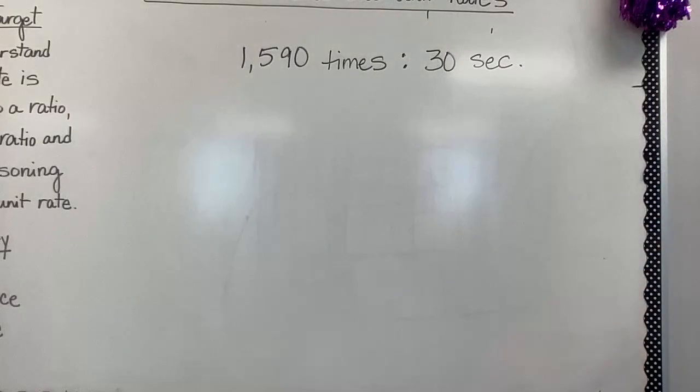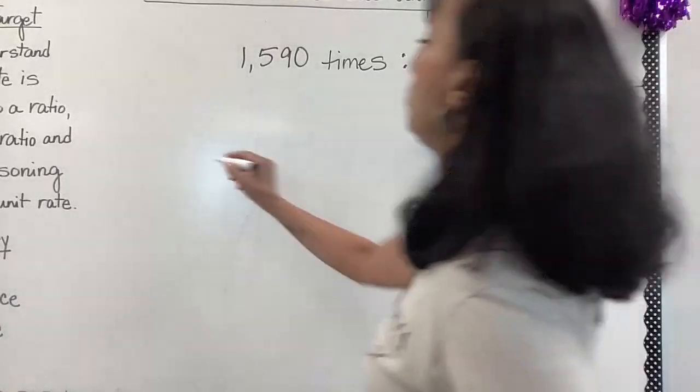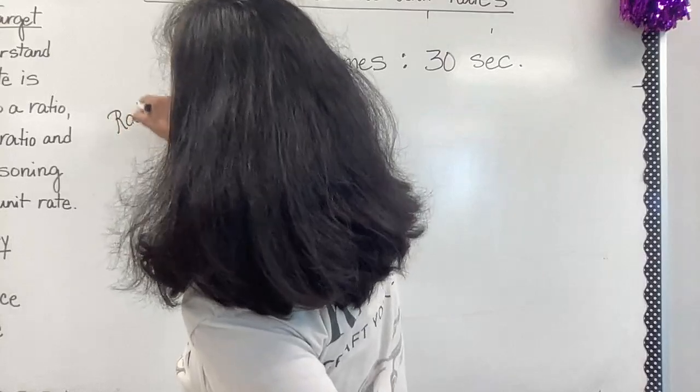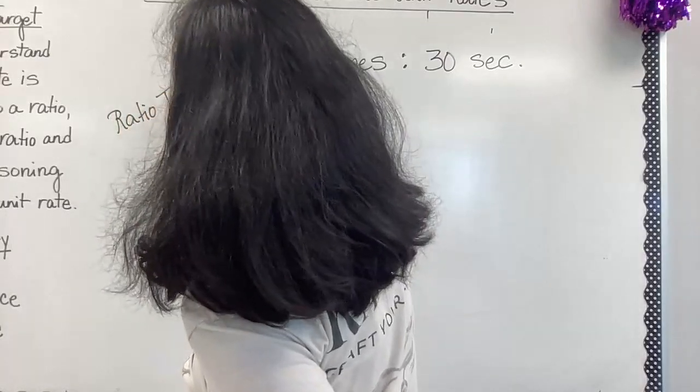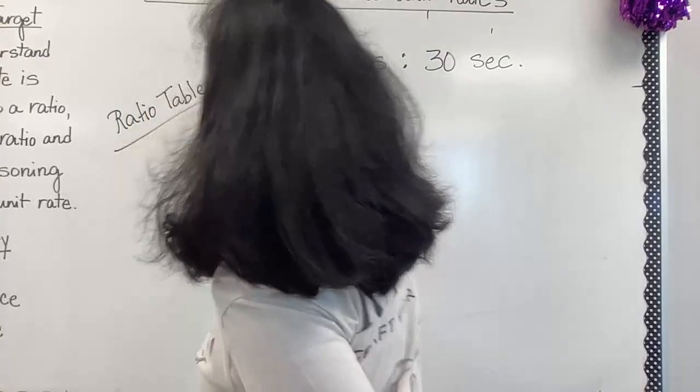Let me just read that question again. A scientist studying hummingbirds recorded that a hummingbird flapped its wings 1,590 times in 30 seconds during normal flight. Assuming a constant rate, how many times did the hummingbird flap its wings per second? One method I can use is a ratio table.